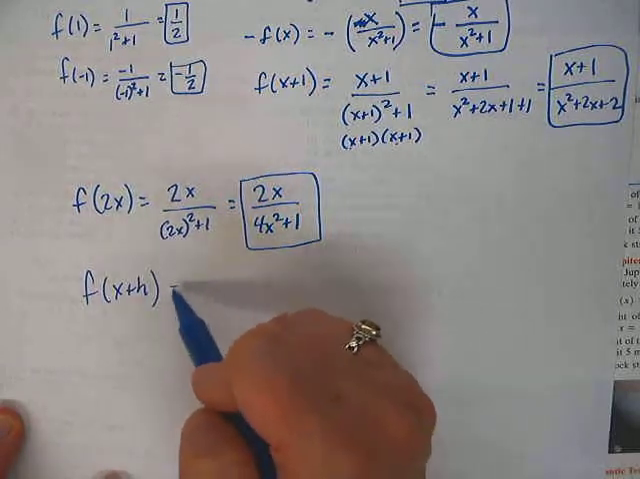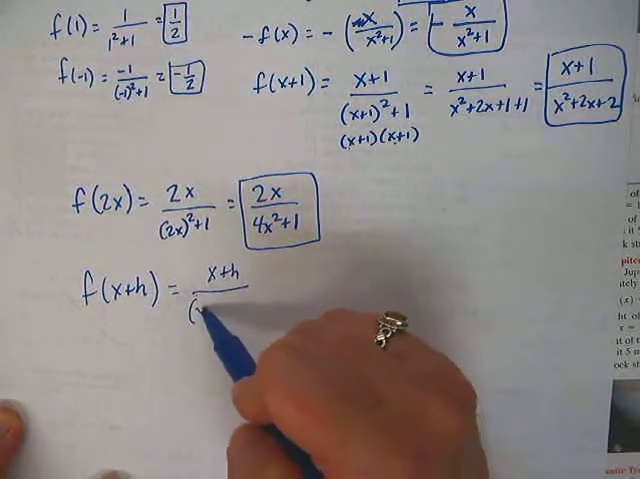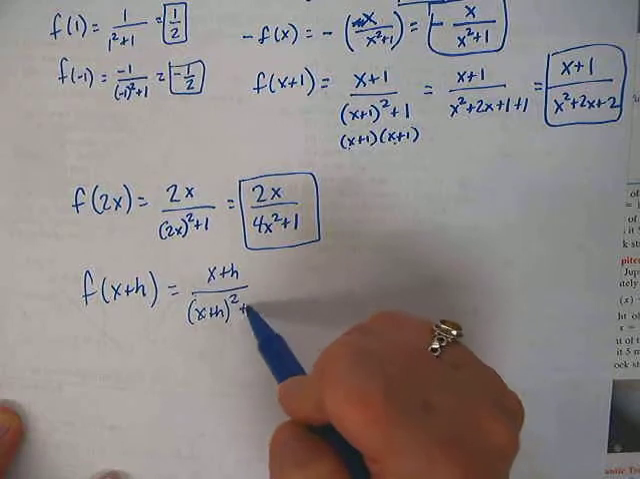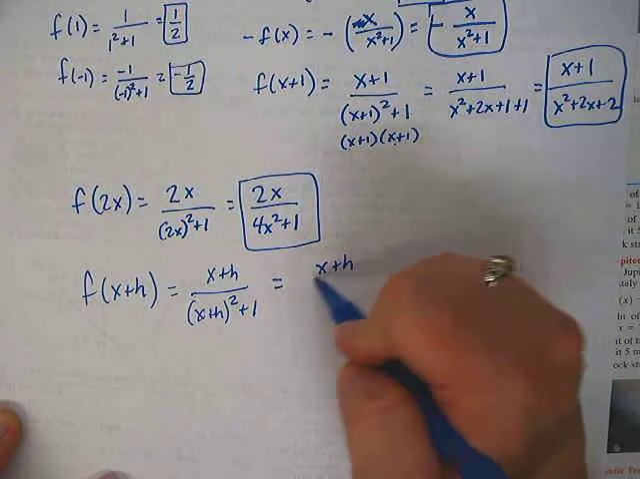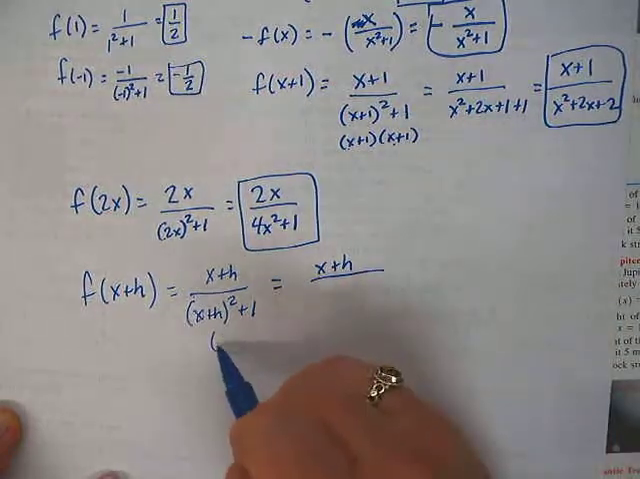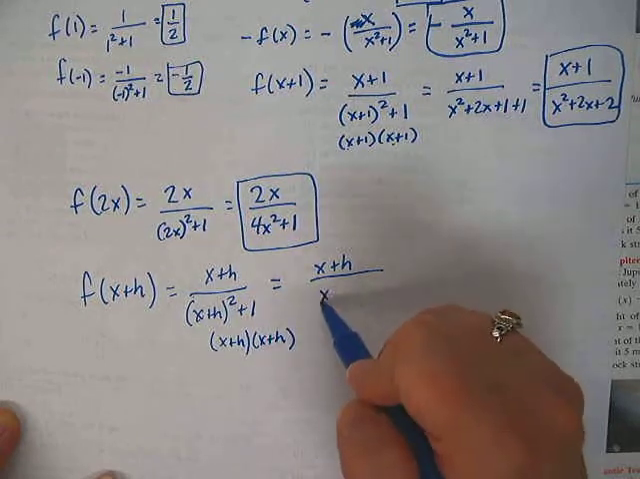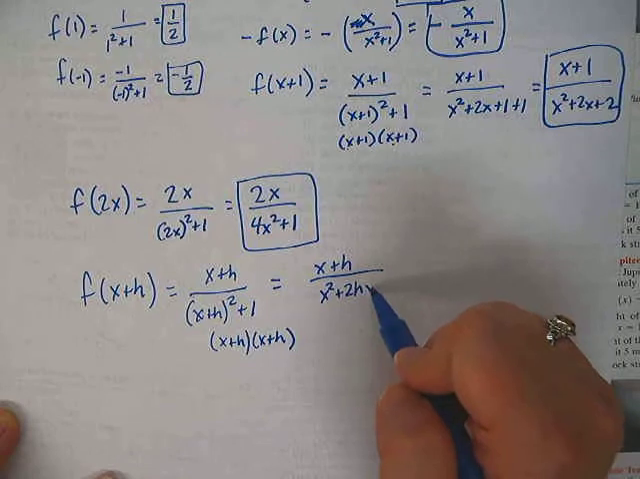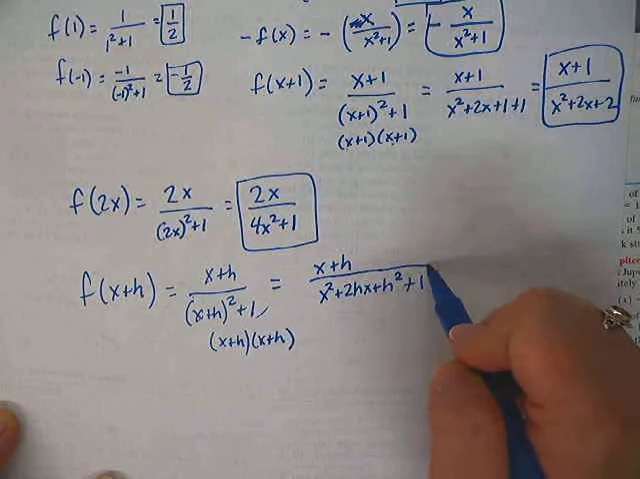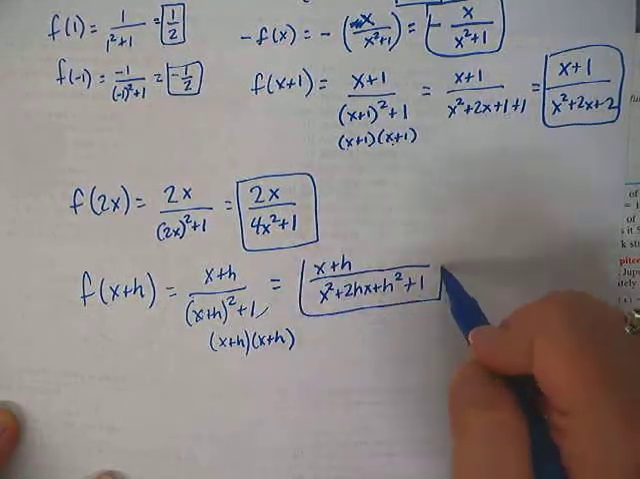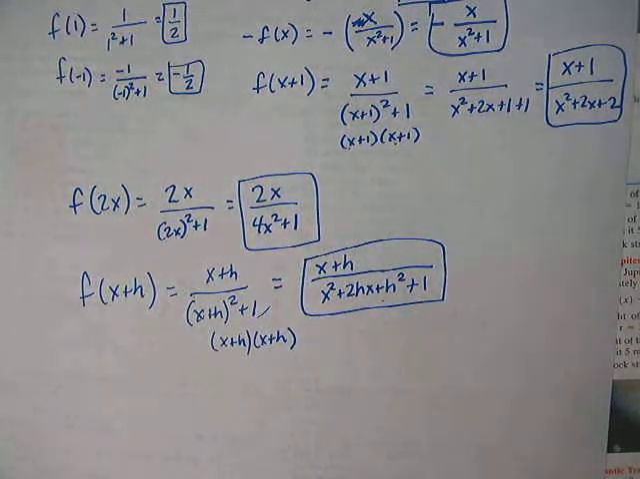And then the last one is f of x plus h. So that means we have x plus h over x plus h squared plus 1. So we have to FOIL that part. So x plus h times x plus h is x squared plus 2hx plus h squared plus the additional 1 that was there. And now we can't combine those together because we don't know what h is. So that's it.